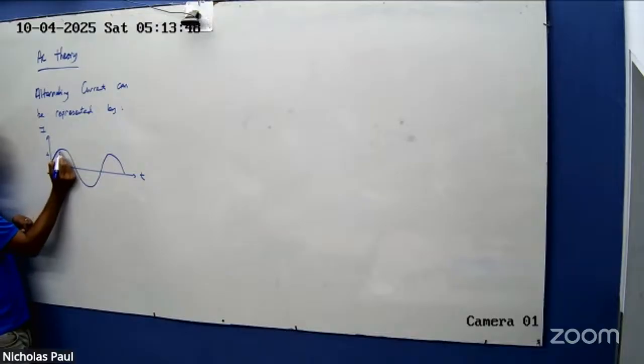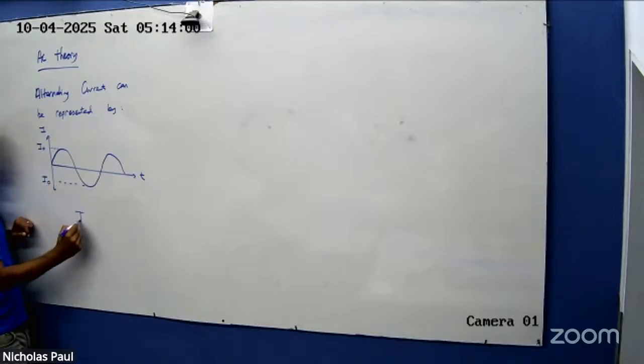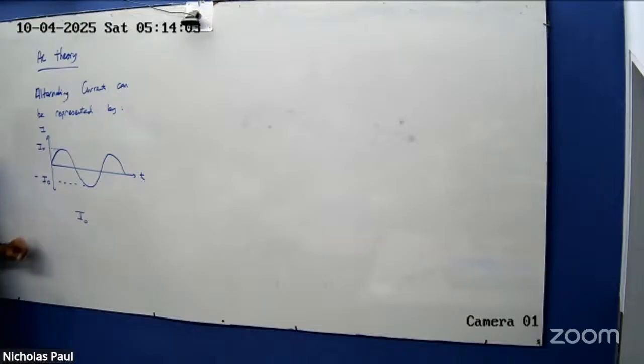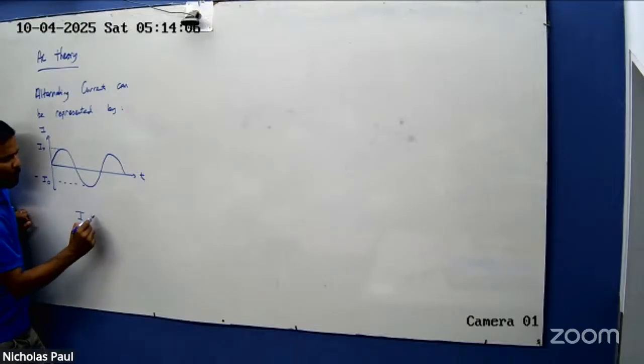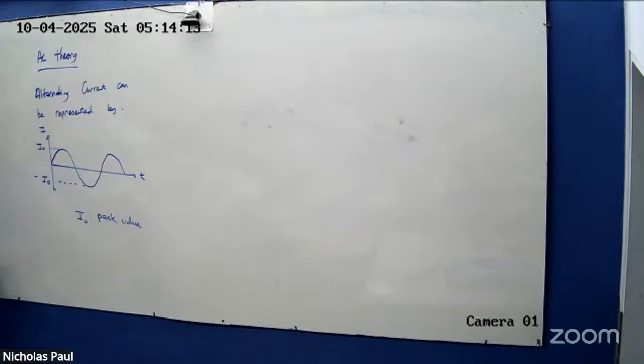What do we call this value here? I naught. What do we call I naught? Max value, okay. But we can also call it peak value. So the peak value is I naught.